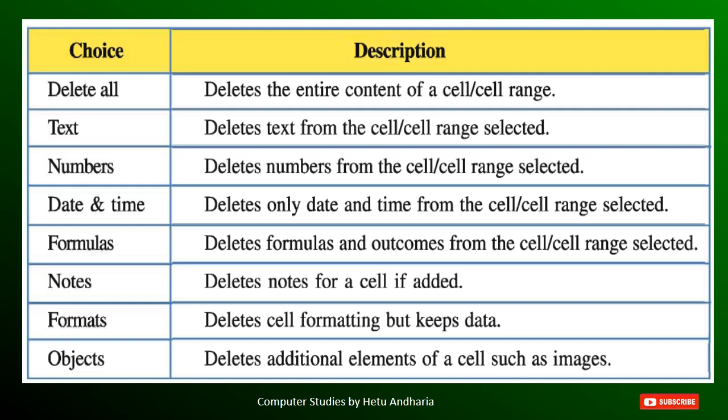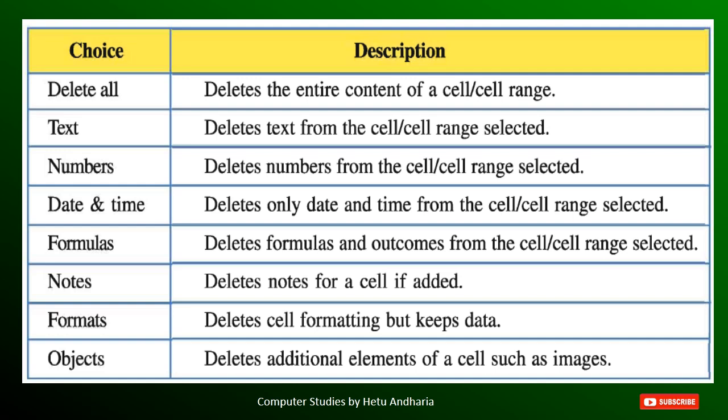Now, where have you stored date and time? In which type of cell or column do you save date and time values? For example, if you have prepared a column named date of birth, date of joining this school, date of leaving this school, then whatever date you have stored there will be saved in the format of date and time. Next thing is formulas. It deletes the formulas and outcomes from the cell or cell range selected. For example, we used a formula, AutoSum, that is a function. So this contains functions and formulas, both of which will get deleted.